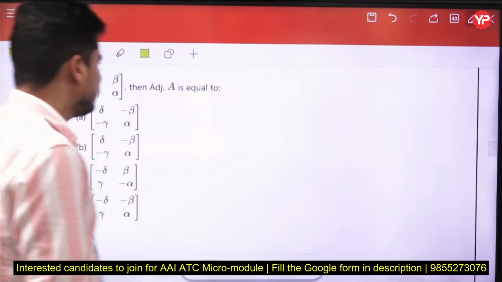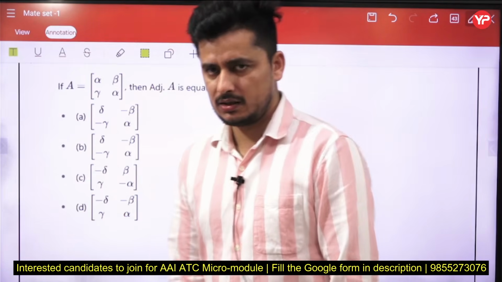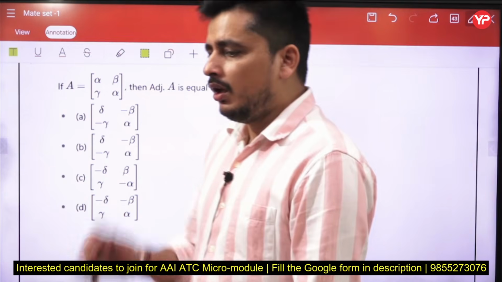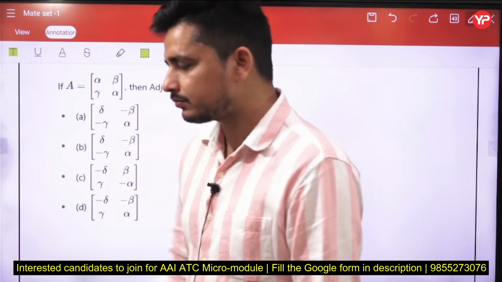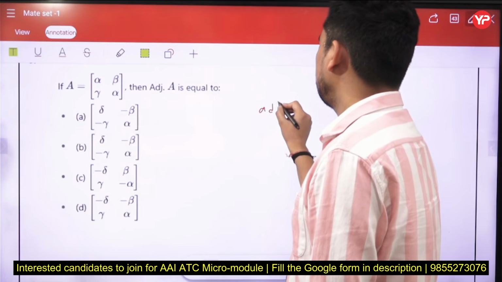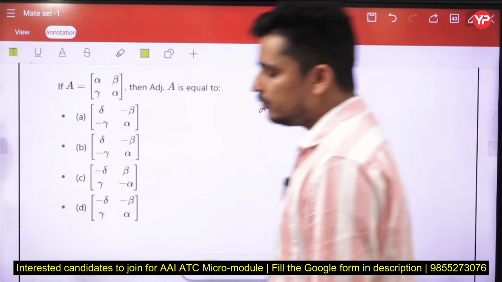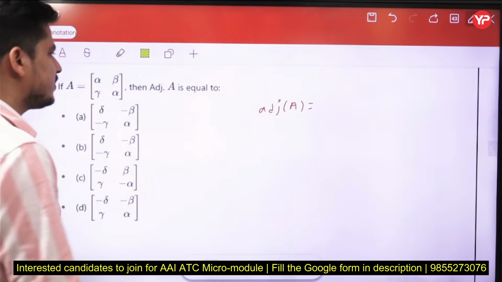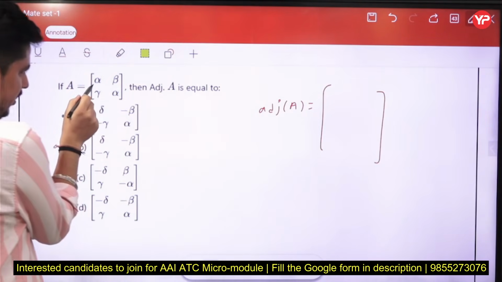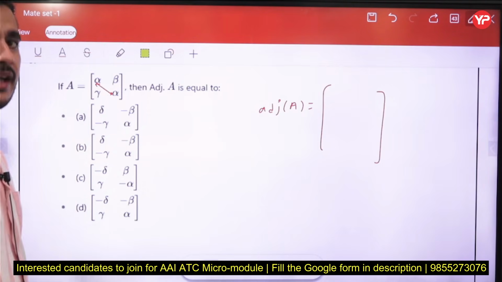If A is given to you, you have to calculate the adjoint of this matrix A. Whenever you have a 2 cross 2 matrix, you can directly calculate the adjoint of that matrix, right? How can we calculate the adjoint of a 2 cross 2 matrix? Just interchange these two elements, the diagonal elements.